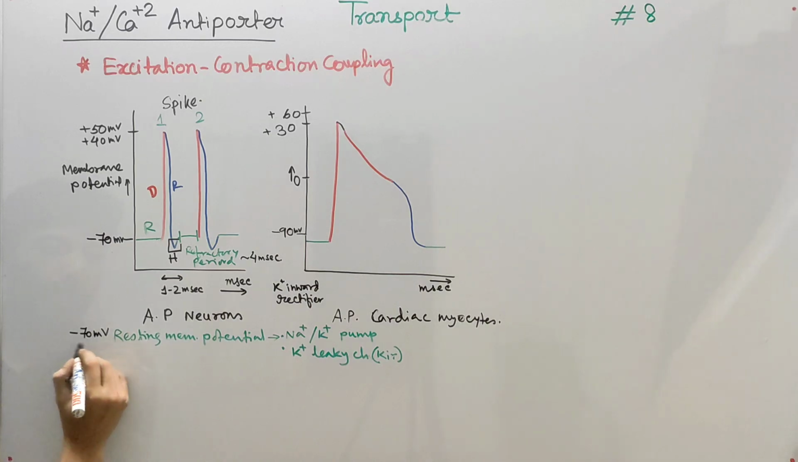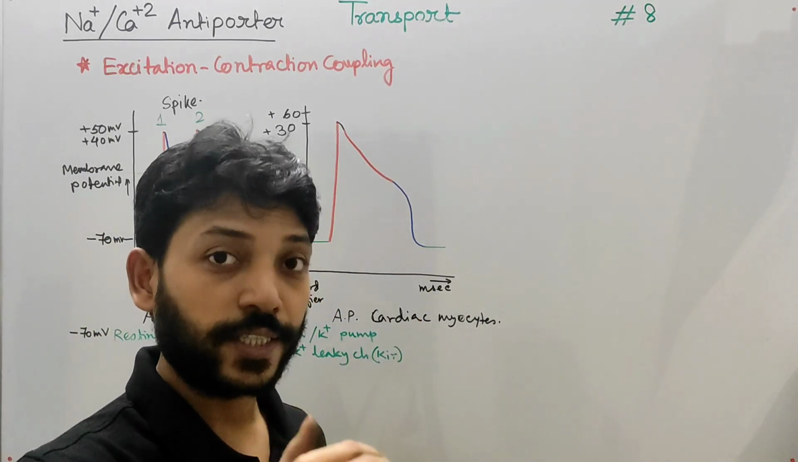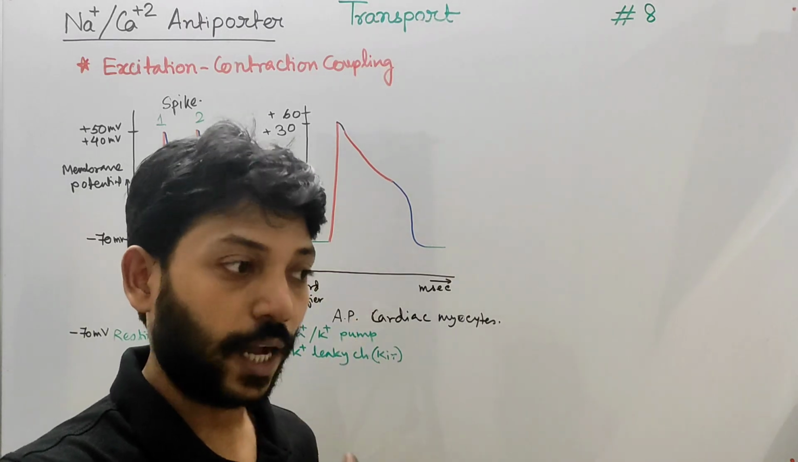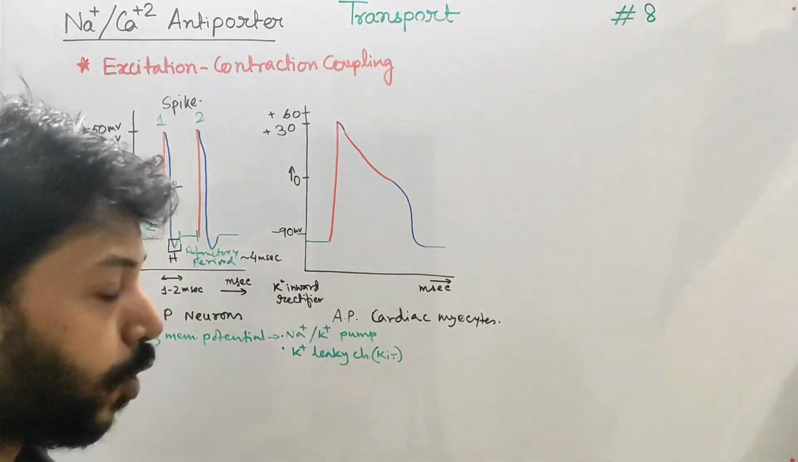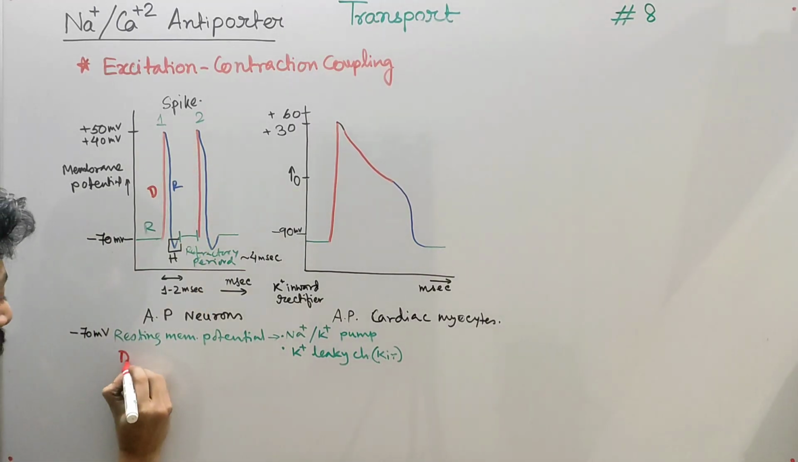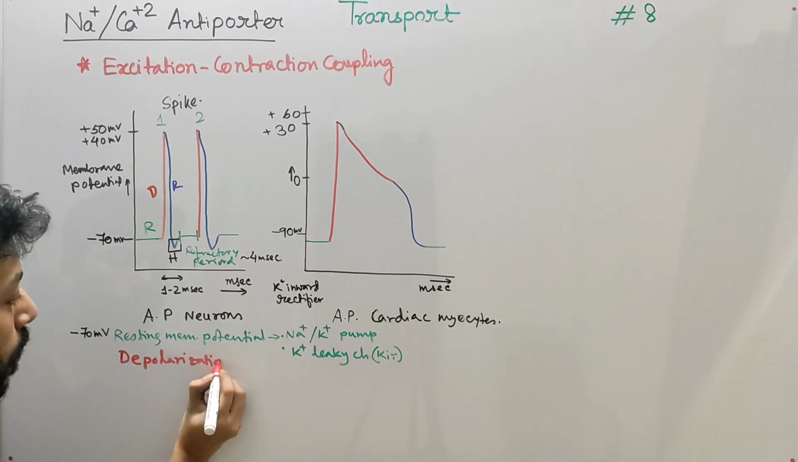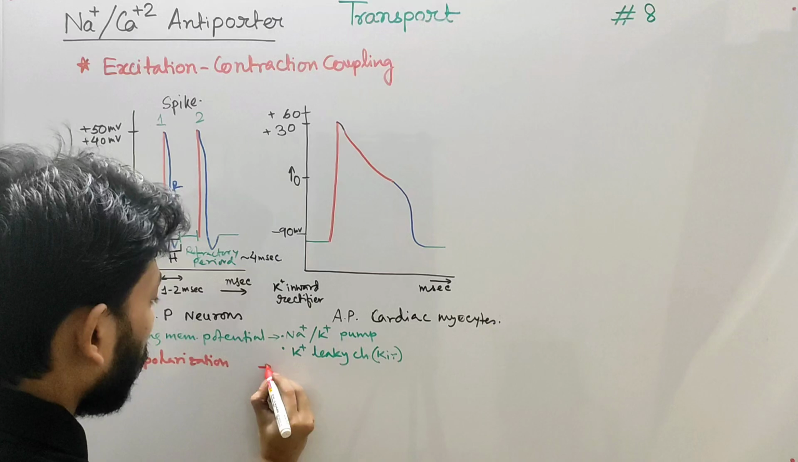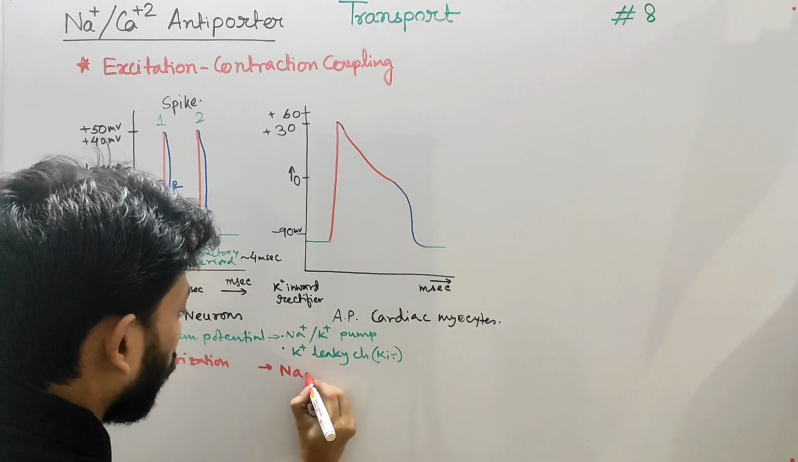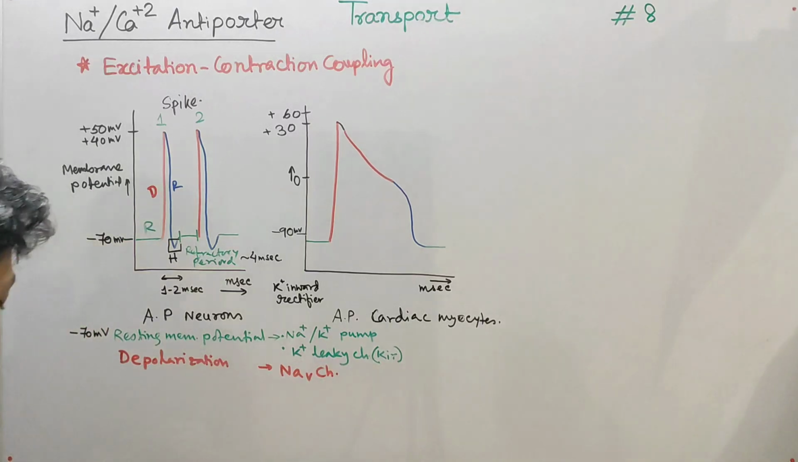In this resting membrane potential, the inside of the cell remains negatively charged relative to the outside, and the outside remains positively charged, in all animal cells, not only for neurons. Now depolarization, D for depolarization, occurs due to the presence of voltage gated sodium channels. So I am writing here NaV, which means voltage gated sodium channels.